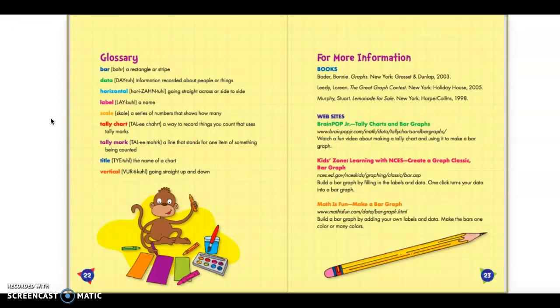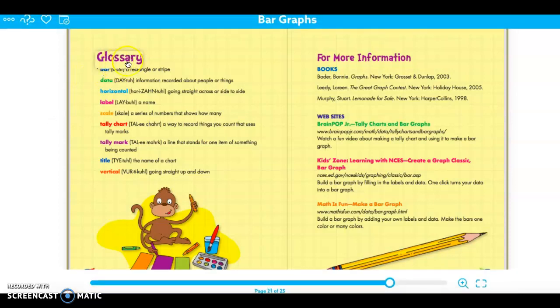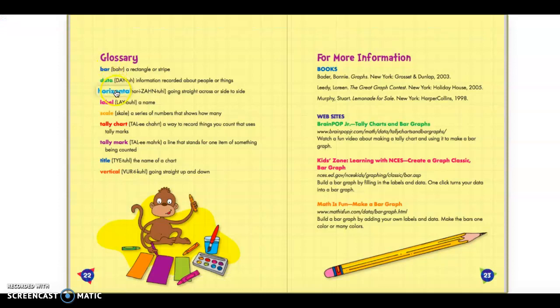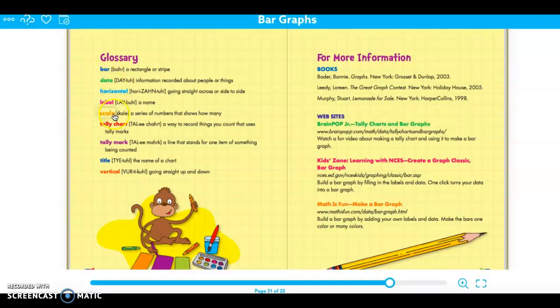Okay, and last part of our book, I did skip through a few pages, but that's okay. If you'd like to read this book, you can find it on Epic if you'd like to read the rest of it. So up here we have the glossary, and the glossary tells us important words from the book. We have bar, data, horizontal, label, scale, tally chart, tally mark, title, and vertical.